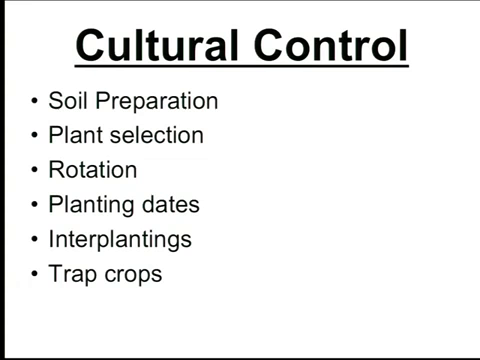Next. The most common ones are soil preparation and plant selection. You want to use the varieties that are more resistant. You want to do rotations. You can alter the planting dates. You can plant early, you can plant late in order to avoid the pest. You can do interplantings, or you can use trap crops. That is, crops that you plant first and all the pests go to that, and then you get rid of the pests that went to those plants, and then you plant the crop that you want.